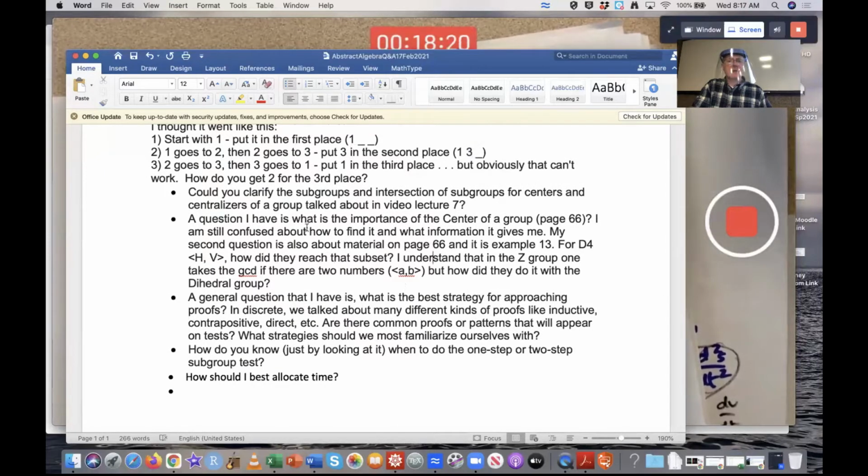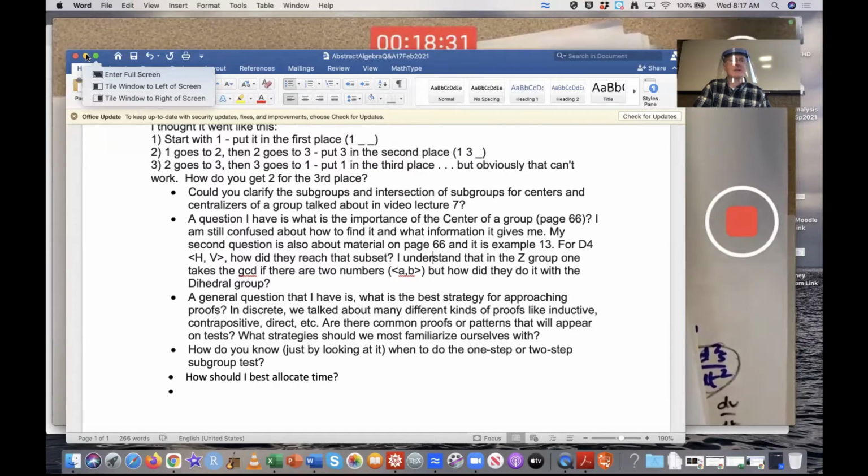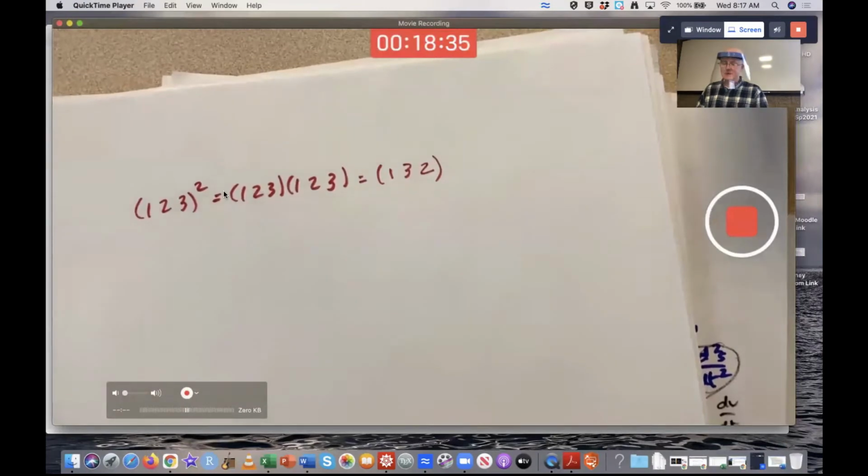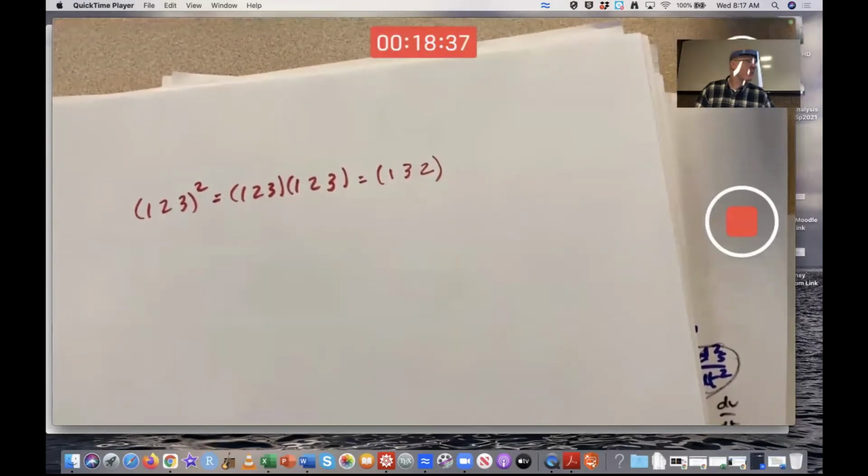A couple of people had questions about centers and centralizers and subgroups and intersections of subgroups, related to what we did the other day, as well as in lecture 7. Let's just review those definitions. First, of center and centralizer. I'll just go ahead and look at them in the book here.